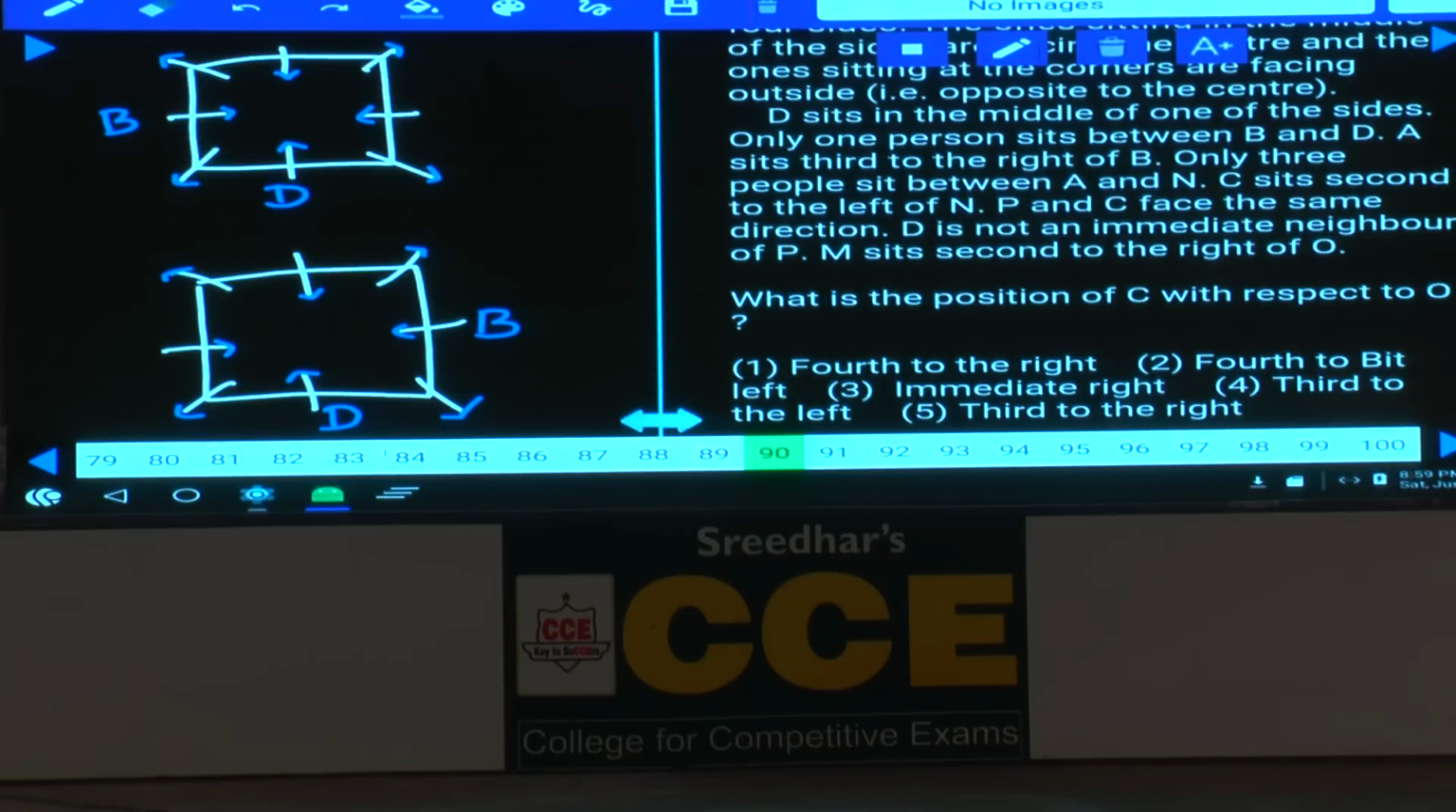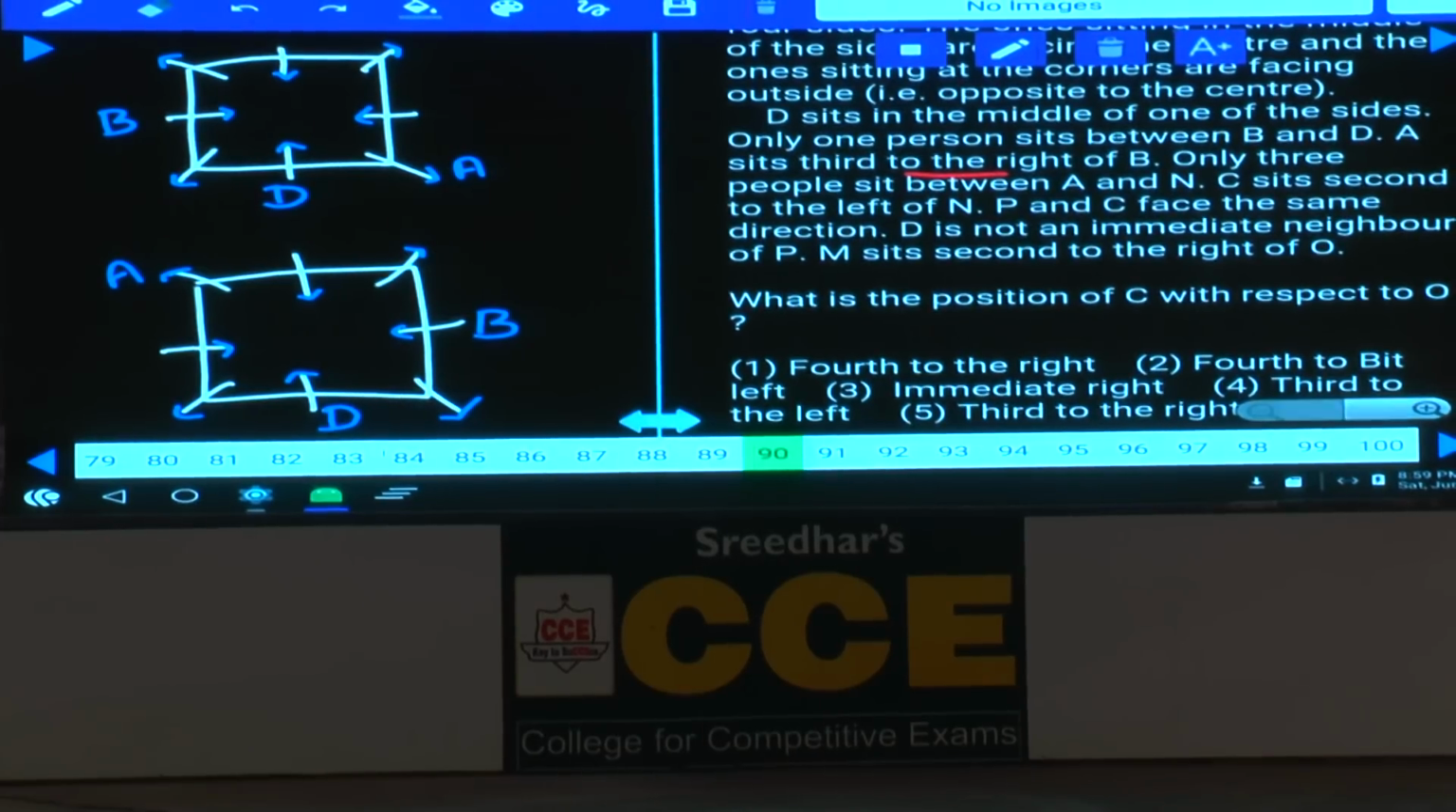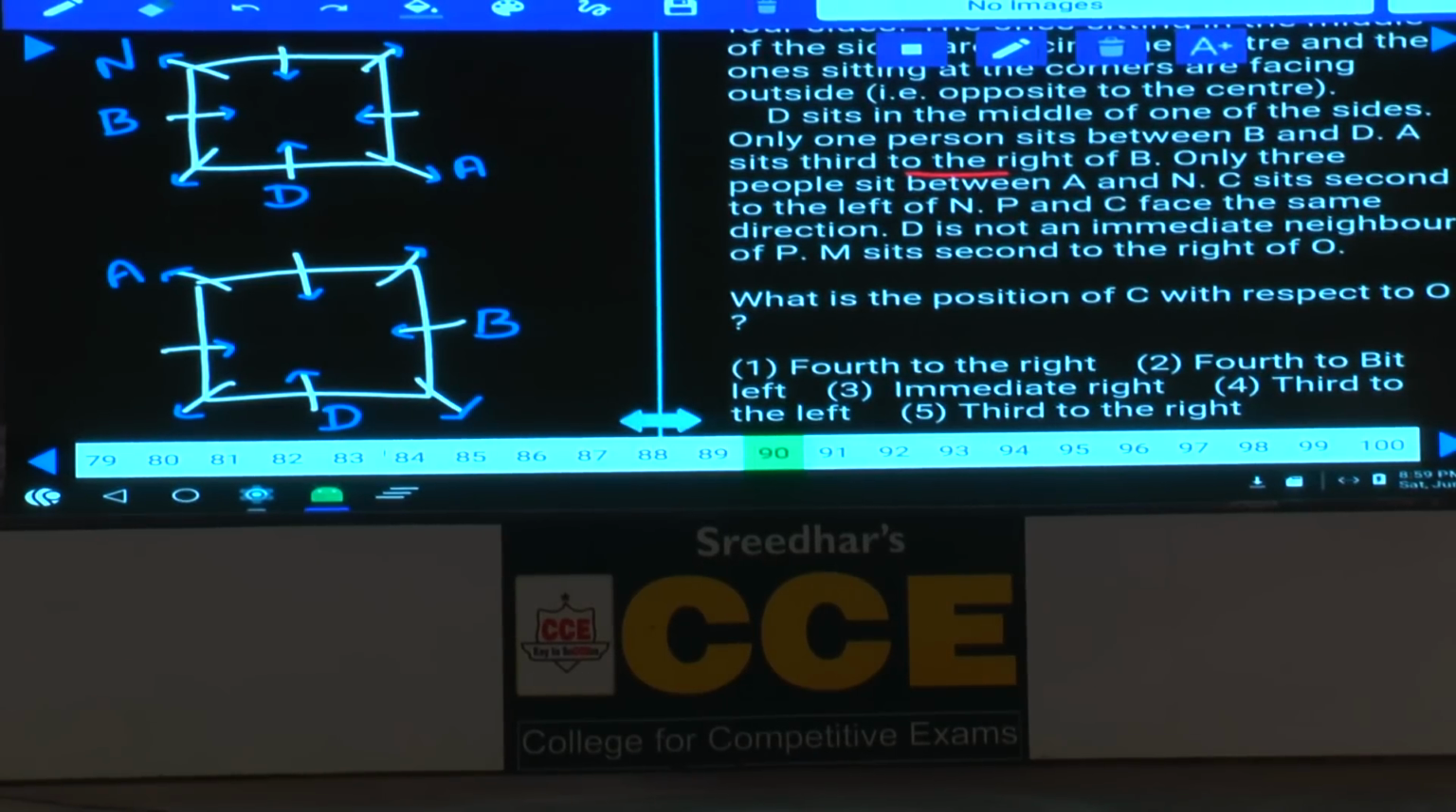And A sits third to the right of B. A is seated third to the right of B, A is here. Here also A sits third to the right of B, A is here. Next one, only 3 people between A and N. Among these 8 persons, 3 people in between is nothing but they are opposite. Here also A and N are opposite.